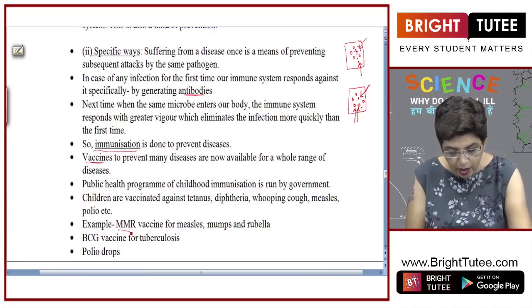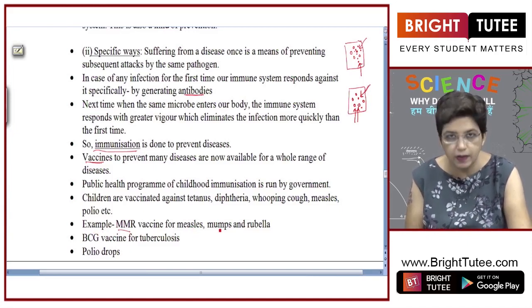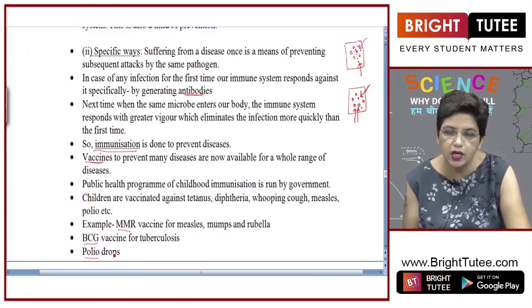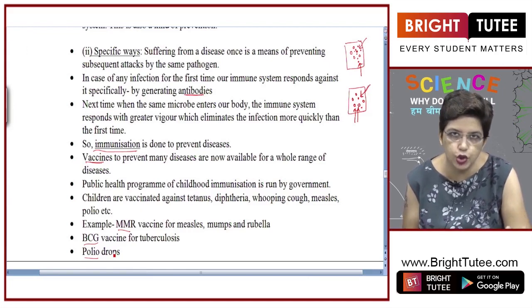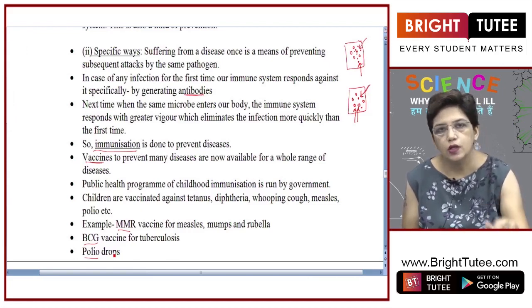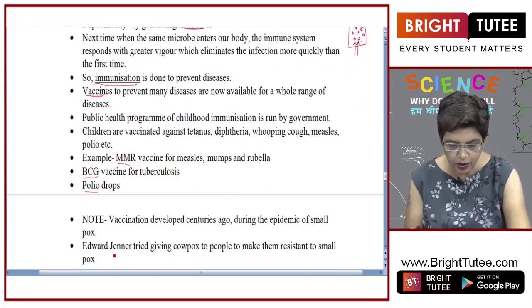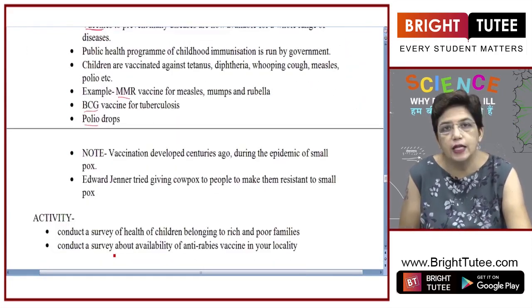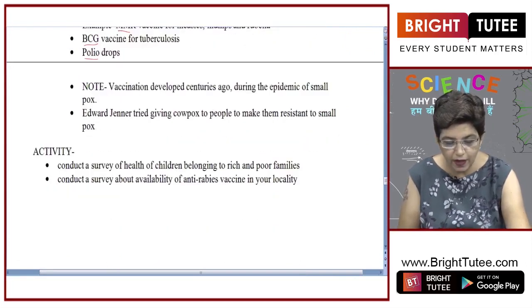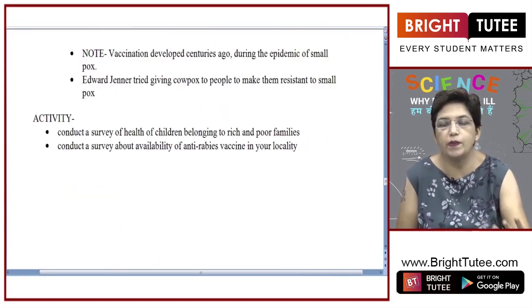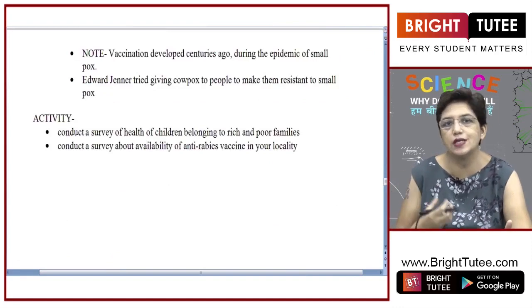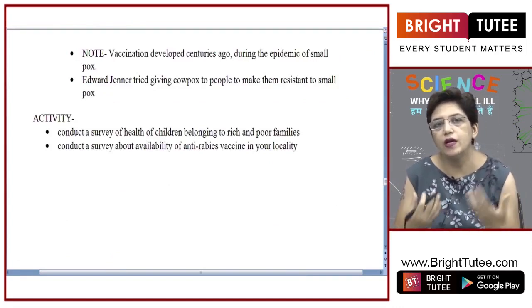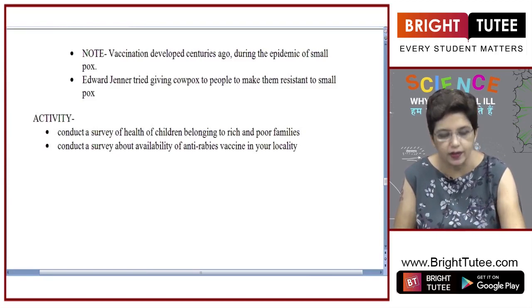For example, MMR. This vaccine is for measles, mumps, and rubella. BCG vaccine is for tuberculosis. Polio drops, you must have heard about it. All these vaccines are given to children to prevent such diseases in future. So vaccination helps patients develop immunity, to develop antibodies. So whenever there is infection in future, the body fights it with more vigor.